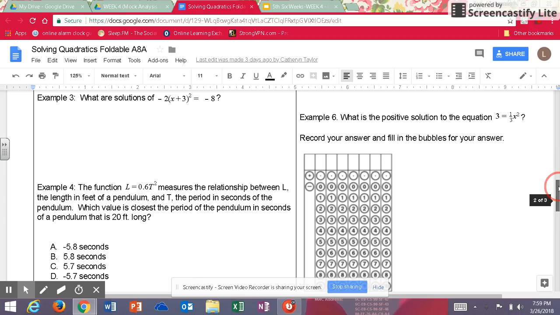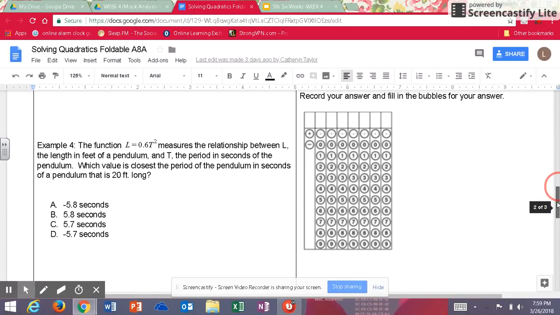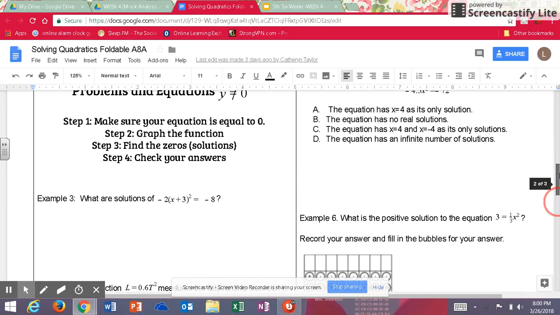Hey guys. Should have just completed example 3. We're going to now go on to example 4 in your foldable. I want to quickly review the steps for solving a quadratic equation.